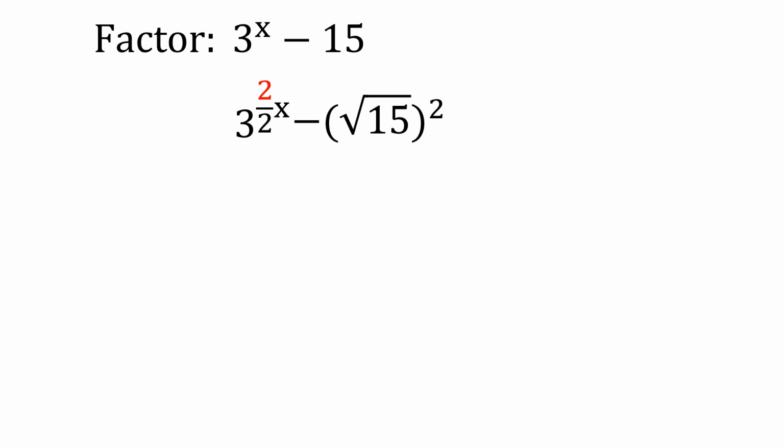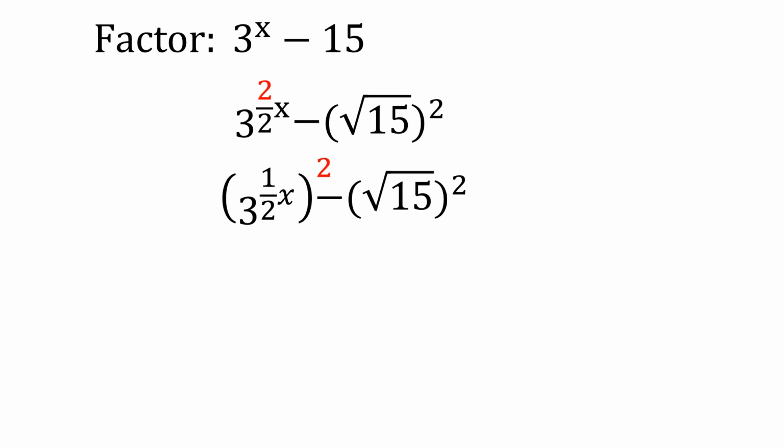But this particular form that shows the red 2 and the black 2 in the bottom there is more useful, because at the next step, what I can do is the following. Take a look. I'm going to copy that square root of 15 squared, and then I'm going to rewrite the other term there as follows: 3 to the 1/2 x, and that red 2 goes outside.